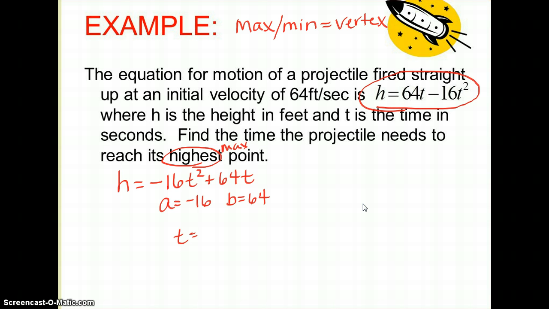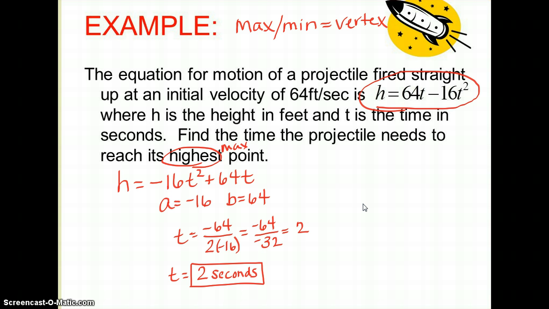So to do that, I'm going to end up with the opposite of b, so that's negative 64, divided by 2 times negative 16. And I'm going to calculate that. Negative 64 divided by negative 32 is a positive 2. Okay, so I'm going to have a positive 2 for my time. And really all it wanted to know is the time that this takes. So I'm going to say that my time is 2 seconds.